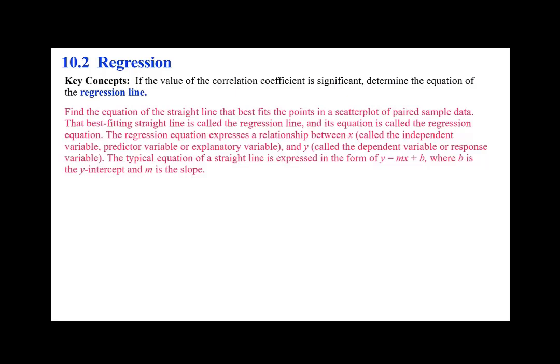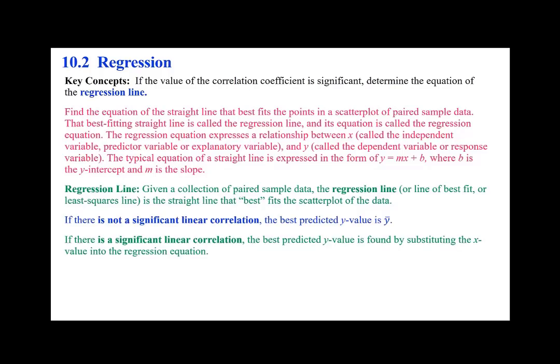For the equation of a line, there were three different ways, and one way is slope-intercept form. y = mx + b, where m was the slope and b was the y-intercept. And more importantly, if you remember the definition of a slope, m gave us the average rate of change of y with respect to x. Given a collection of paired sample data, the regression line, or line of best fit, or least squares line, is the straight line that best fits the scatter plot of the data.